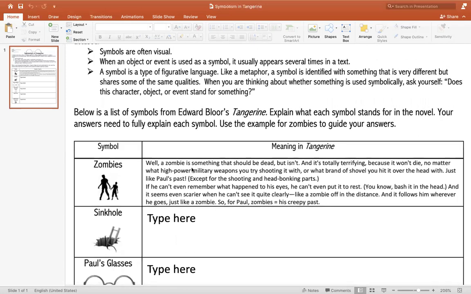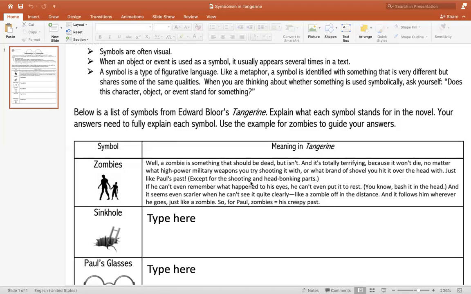So a zombie is something that should be dead but isn't. And it's totally terrifying because it won't die no matter what high-powered military weapons you try shooting it with, or what brand of shovel you hit it with over the head. Just like Paul's past, except for the shooting and head bonking parts. So I'm kind of being silly with it.